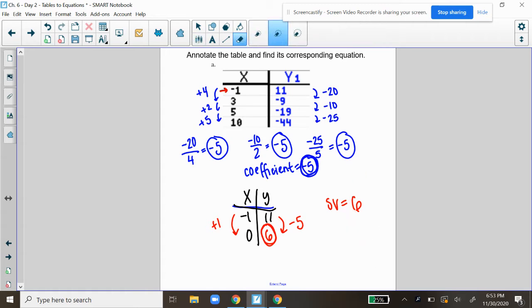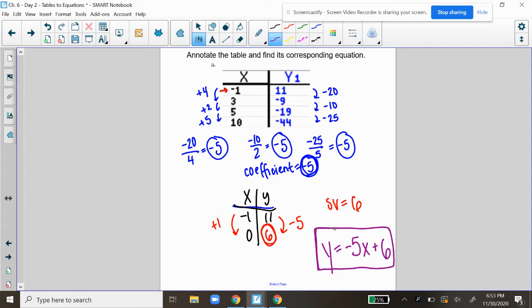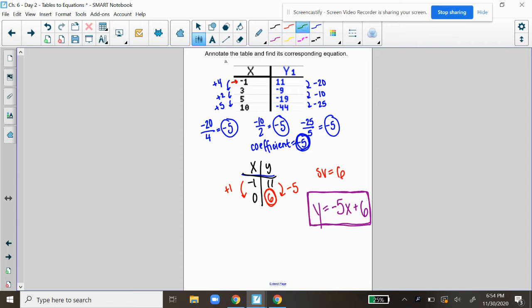So now I need to take all of this information together and write my equation. I'm going to have y equals my coefficient times x plus my starting value. And so y equals -5x plus 6 is our final answer. And what's really cool is that we could always go check this. So I could take what's in the table. For instance, let's focus on 3, -9. Let's plug in 3 into x and see if we get -9. Well, -5 times 3 is -15. -15 plus 6 is -9. So we did this correctly.